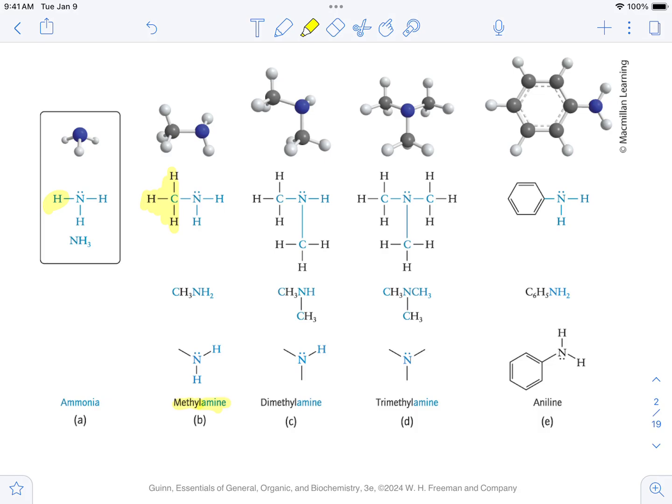We will not be using IUPAC names for amines. This textbook does not do that. We will just use the common names.